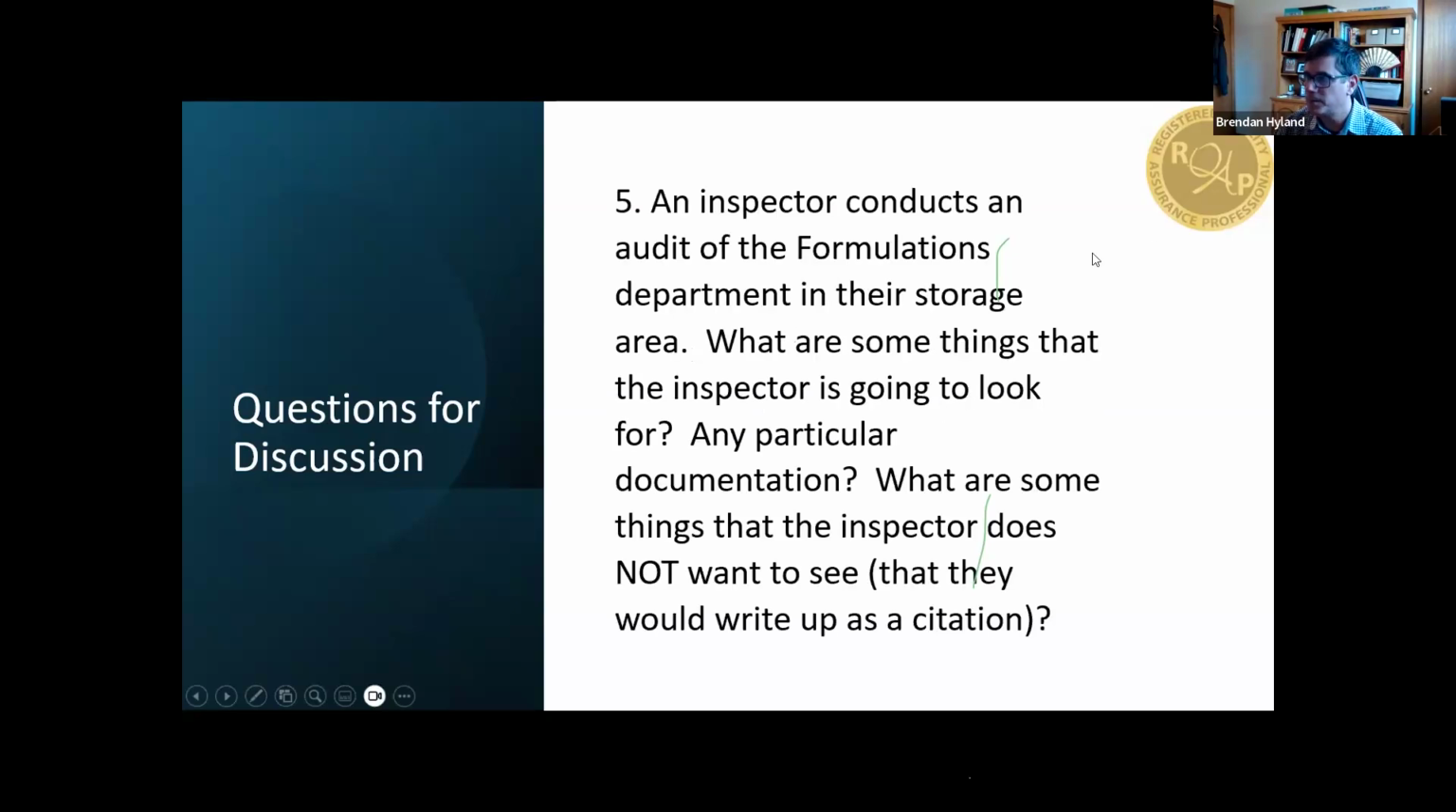Number 5. An inspector conducts an audit of the formulations department in their storage area. What are some of the things, so this is a formulations department storage area, what are some things that the inspector is going to look for? They're going to look for any particular documentation. What are some things that the inspector does not want to see that, for example, they should write up as a citation?